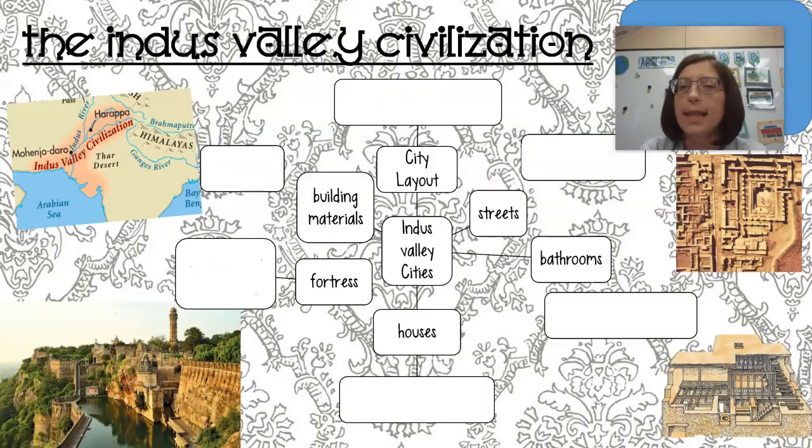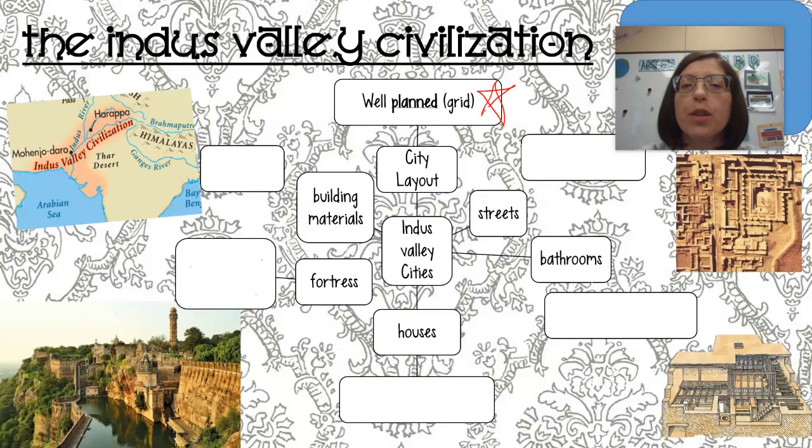Okay, so now we are going to talk about the Indus Valley civilization. So you can see in your packet, you have a nice little graphic organizer. We have the Indus Valley cities. Within those city layouts, they were well planned. There was a grid. And this part is really important, and I want you to put the star by it.